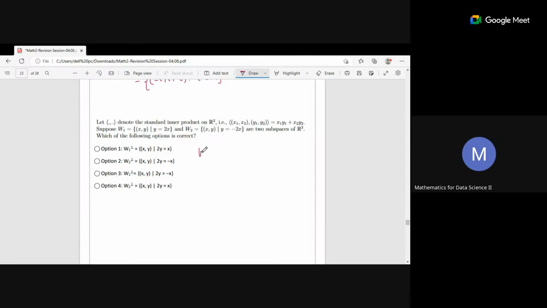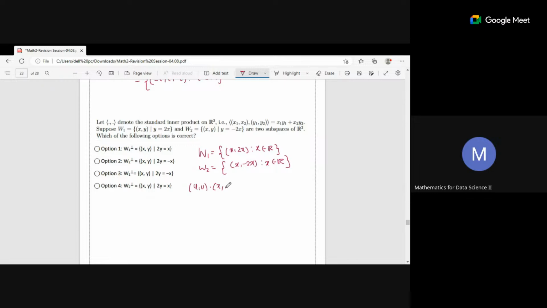So first of all, let's rewrite what W1 is. It is the set of all (x, 2x), right? Your y is simply 2x. And W2 is the set of all (x, -2x). Now take an arbitrary vector, let us say (u, v).